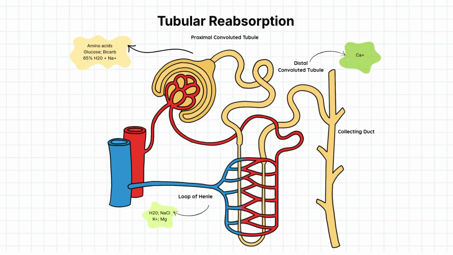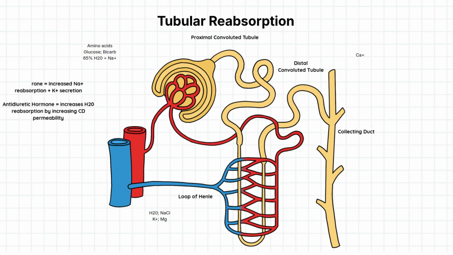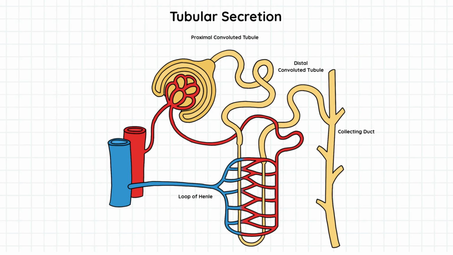Key points to remember in terms of hormone include aldosterone, which increases sodium reabsorption and potassium secretion, and antidiuretic hormone, which increases water reabsorption by making the collecting ducts more permeable. This is where the kidneys really show off their precision, adjusting water and salt balance minute by minute, like a live process. And then finally, we reach tubular secretion.